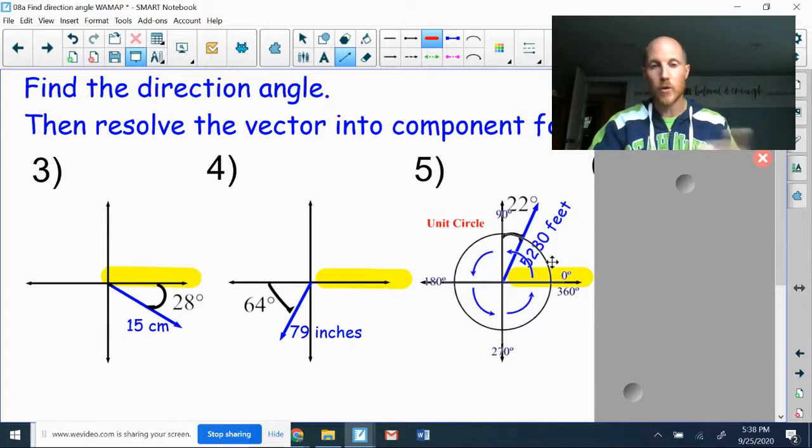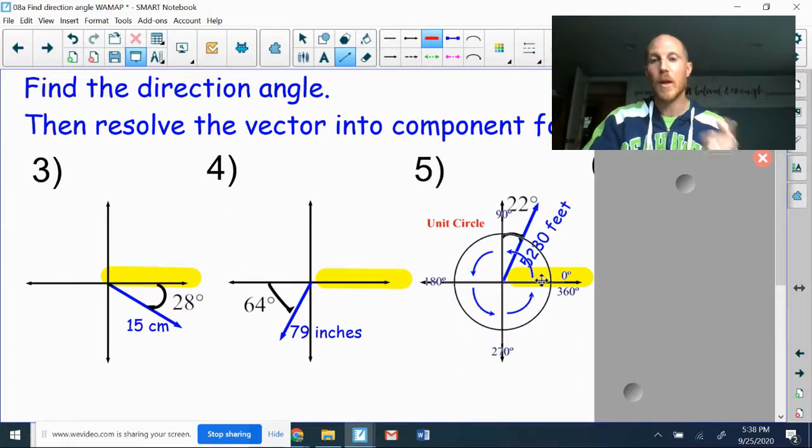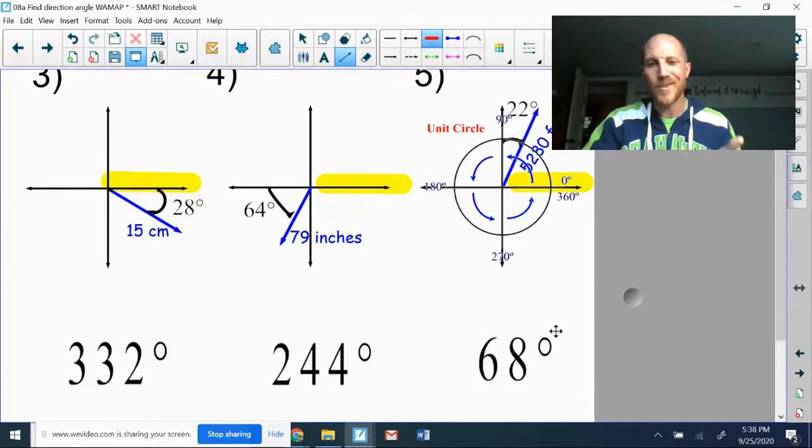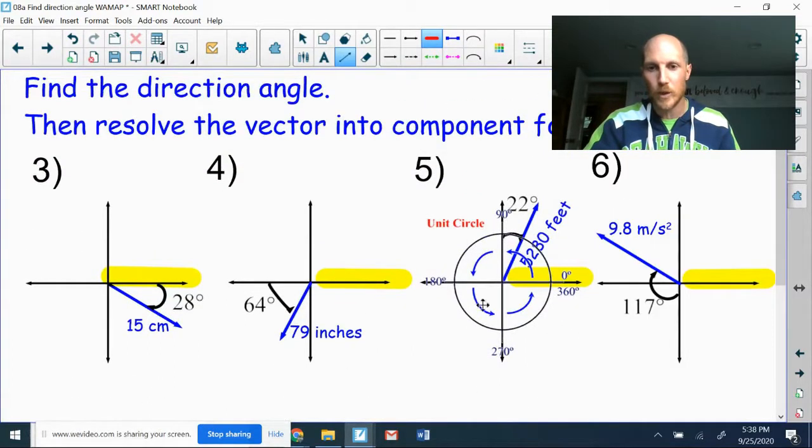Okay, the wrong direction, the clockwise direction, means subtract. And that measurement lines up from where 90 degrees is. So I can take 90, subtract that 22-degree measurement, and that is going to give me the direction angle. 90 minus 22, 68. Okay, let's do this last one here.